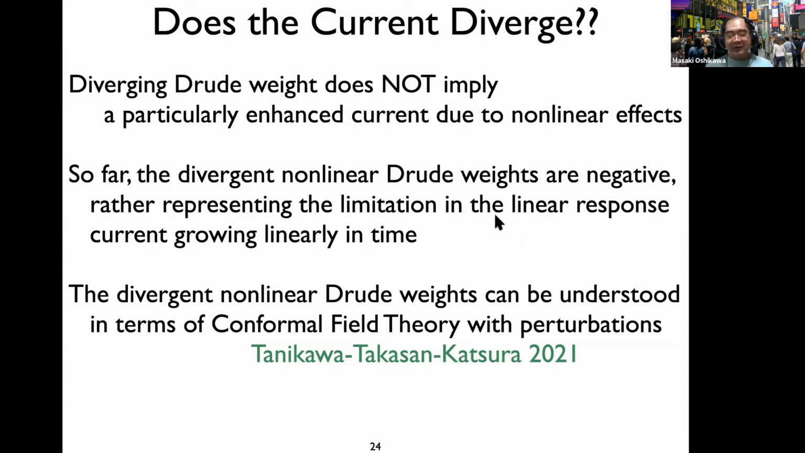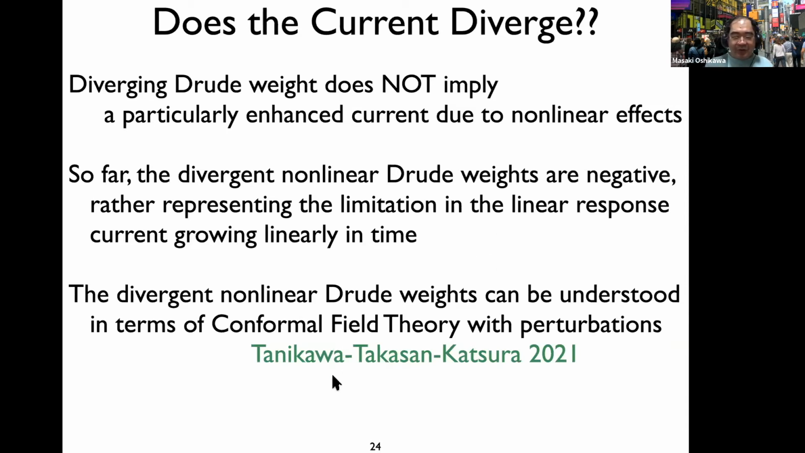because one reason is that so far, maybe correct me if I'm wrong, what we know as examples of this diverging nonlinear Drude weight all show divergence to negative infinity. So it's not like this negative, divergent nonlinear Drude weight shows any actual divergence of the current, but rather the limit of the linear growth of the current as a function of time. If you apply constant electric fields, then currents start to grow linearly within the linear response regime, but eventually hit some limit. And perhaps this nonlinear Drude weight divergence shows this limitation of the current growth.